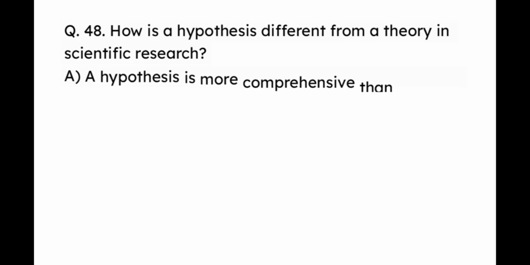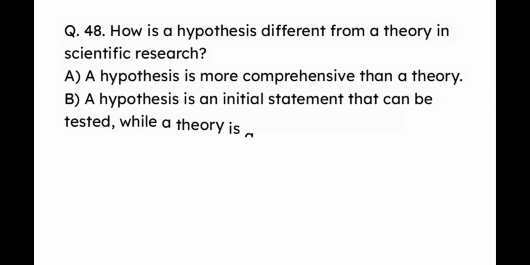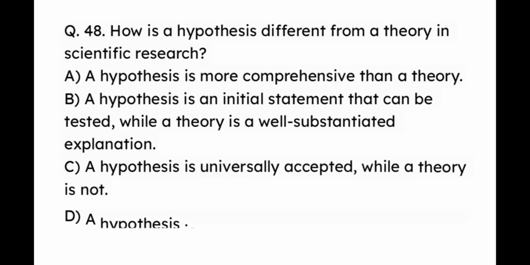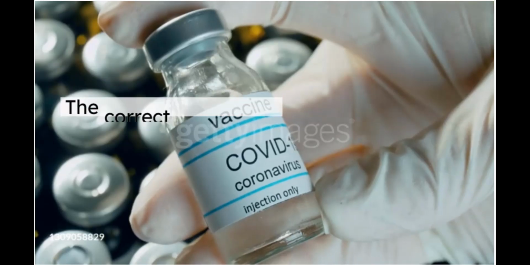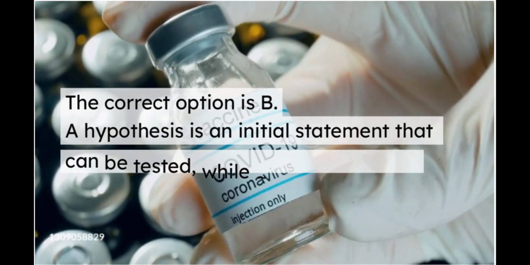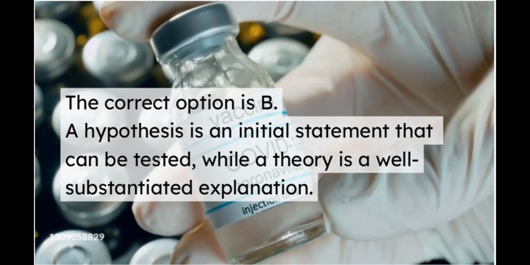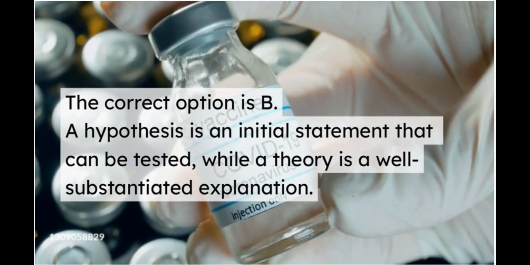Q48. How is a hypothesis different from a theory in scientific research? A. A hypothesis is more comprehensive than a theory. B. A hypothesis is an initial statement that can be tested, while a theory is a well-substantiated explanation. C. A hypothesis is universally accepted, while a theory is not. D. A hypothesis is a concise statement, while a theory is a detailed report. The correct option is B. A hypothesis is an initial statement that can be tested, while a theory is a well-substantiated explanation.